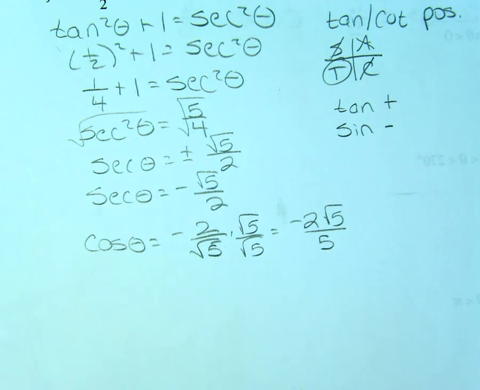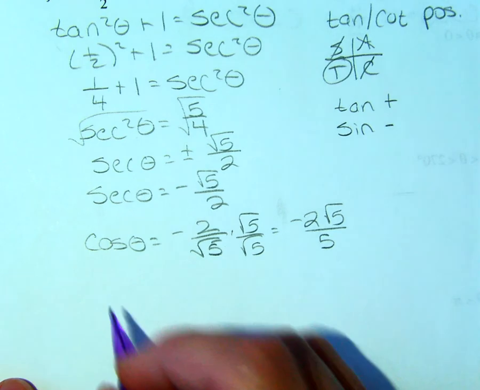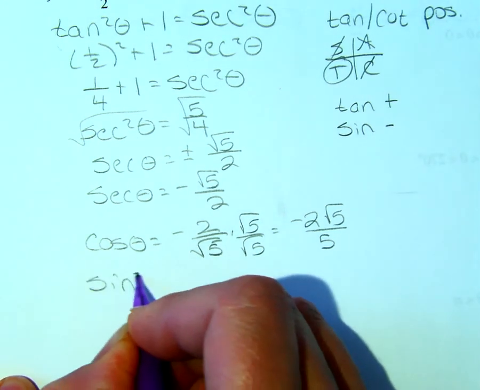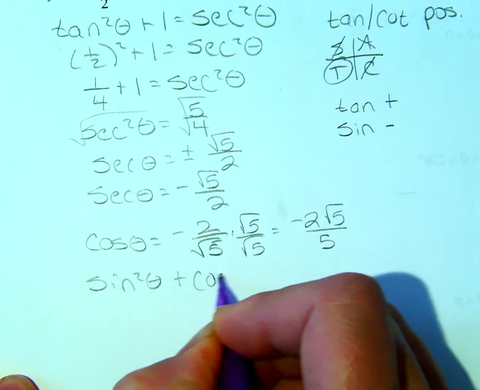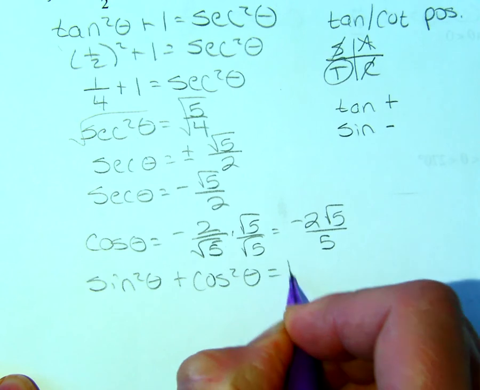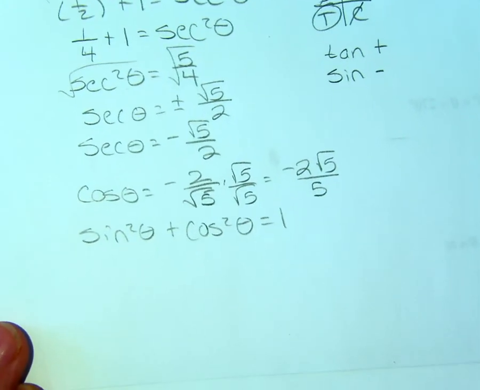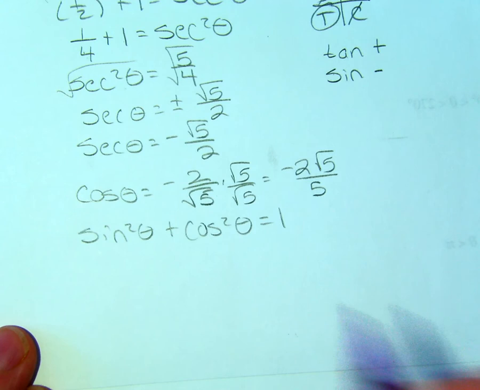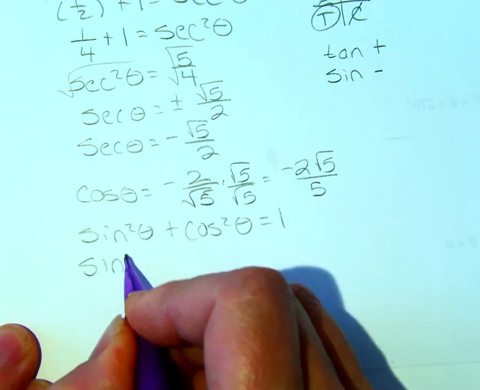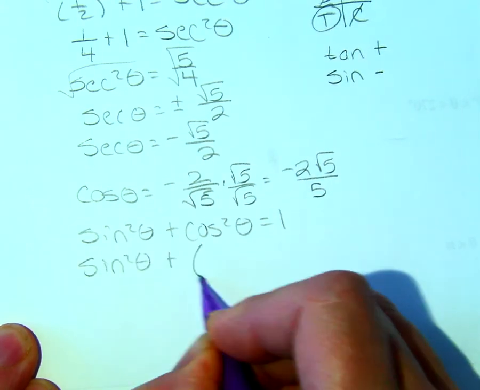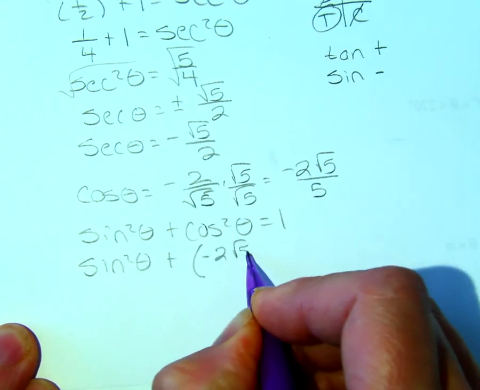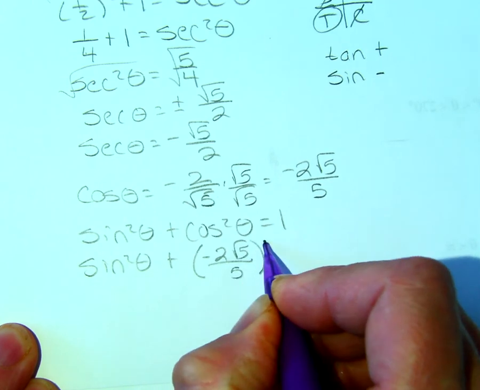So when we have cosine and we don't have sine, we fall back on that same one we used from yesterday. Sine squared theta plus cosine squared theta equals 1. That's one that, like I said before, you're going to use a lot. So I don't know sine squared. I'm going to plug in for cosine.